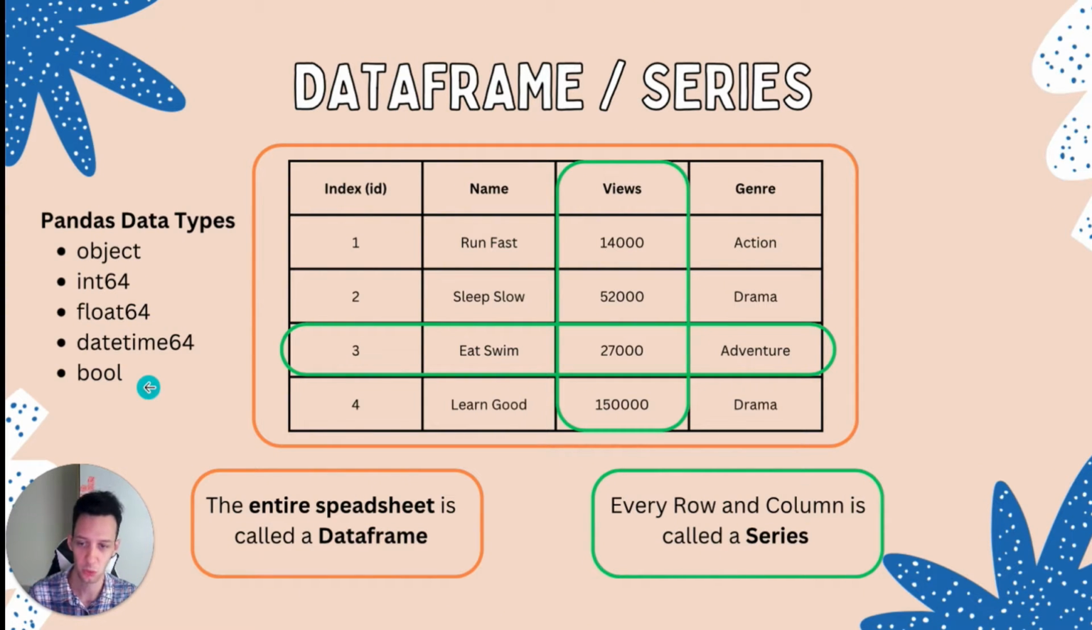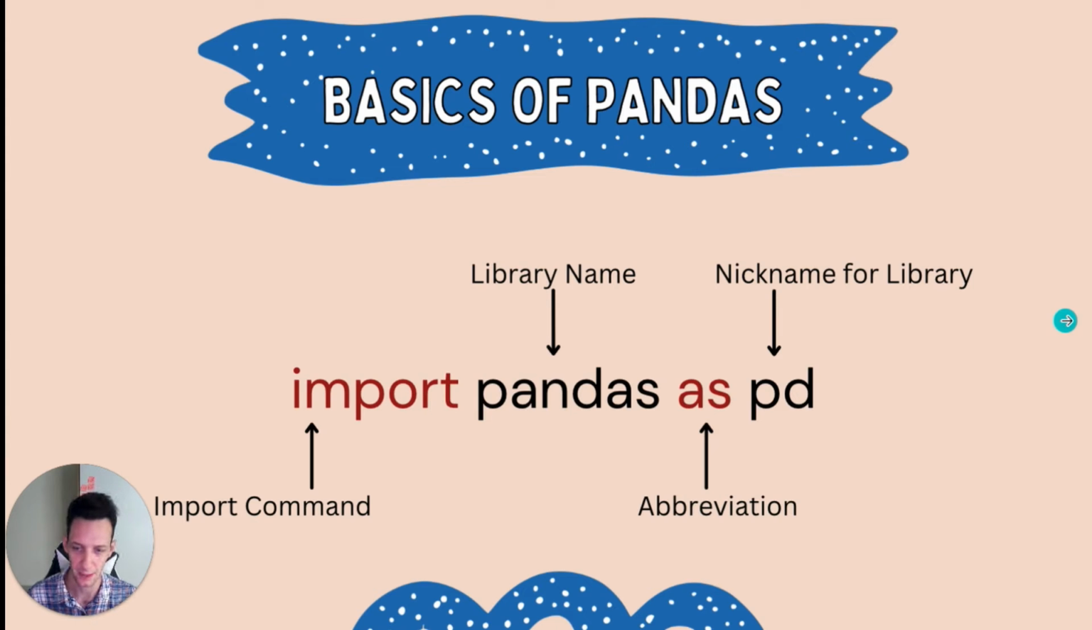All right, so when you're exploring your data, you are going to see these types of data. All right, so takeaways: data frame is the entire spreadsheet, a series is a row or a column. Now let's look at that, because most of the time we're working with a CSV file.